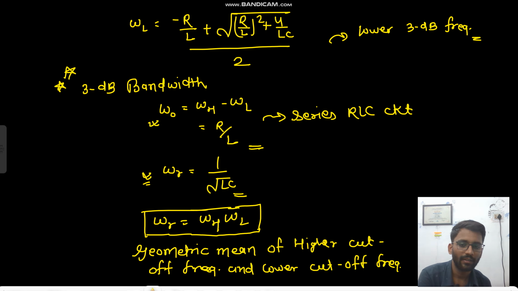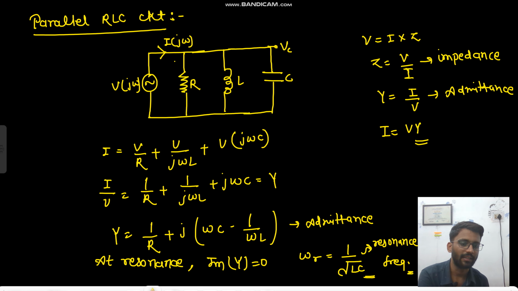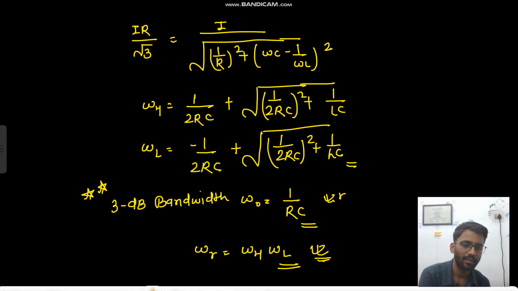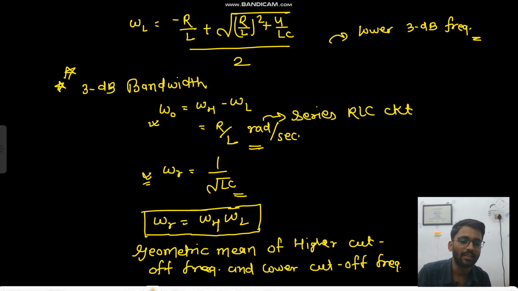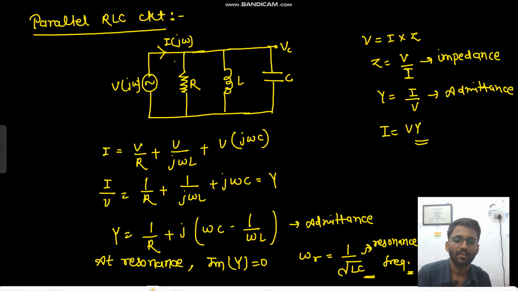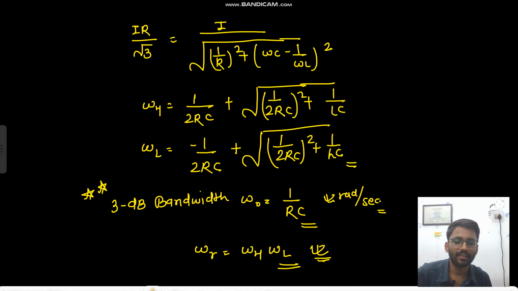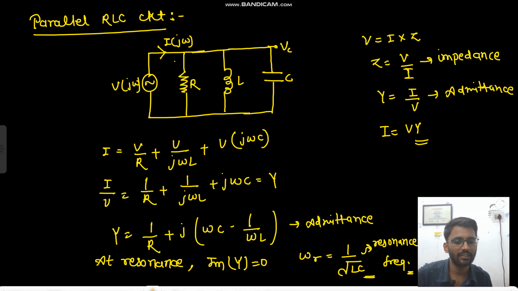What is the unit? Radian per second. Here also you will have radian per second as the unit. And in series RC, what is the time constant? RC, right? So just the reciprocal, it would be 1 by RC. So these things you should know about resonance circuits in series and parallel RLC: first the resonance frequency, then the 3 dB bandwidth, and then this relation. Okay, that's it. Now we will see one question.